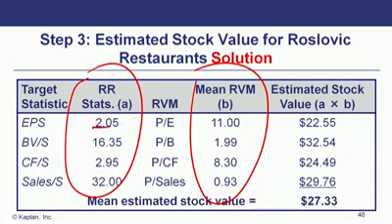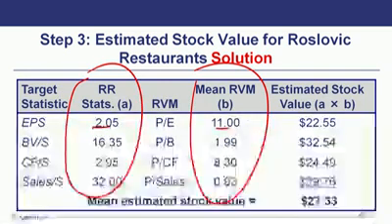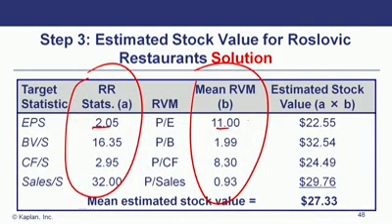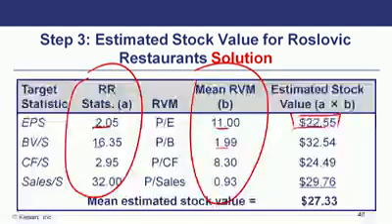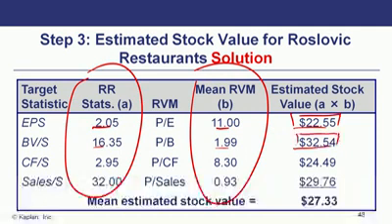So if I take 2.05 times 11, based on the mean PE of the comparable firms, that would tell me that Roslovic is worth $22.55. Okay, I could do the same thing with PB. So my price to book ratio is 1.99. Here's my book value. Based on a price to book of the comparable firms, that would tell me Roslovic's worth $32.54, about $10 higher. Then doing the same thing with price to cash flow and price to sales, I get 4 different values for Roslovic based on these 4 different relative valuation metrics.